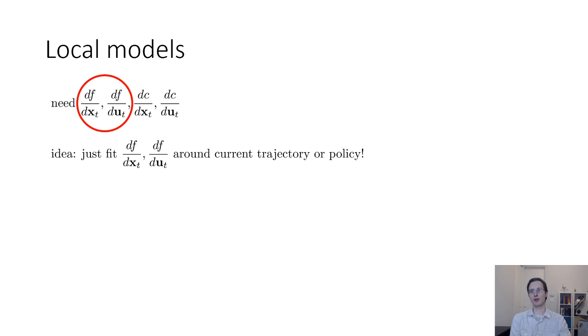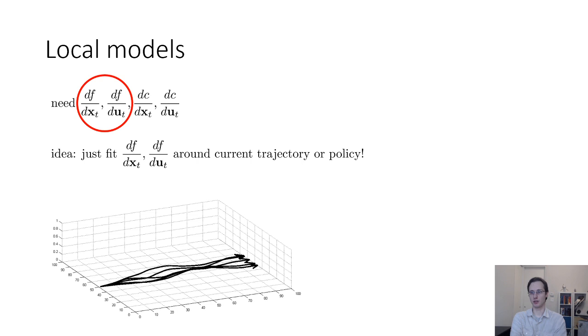So how about this? What if we just fit df/dx and df/du around a current trajectory or policy? So what I mean concretely is you could take some initial time-varying linear policy, and as long as your system is stable enough, you could roll out multiple trajectories. Hopefully those trajectories are close enough together, and then you could empirically fit df/dx and df/du to the data. Essentially, at every time step, you could just estimate the derivative by fitting a linear function to your data. So you could make a linear fit to your dynamics.